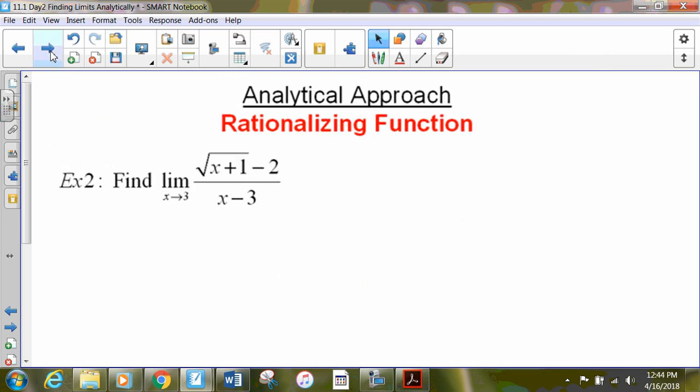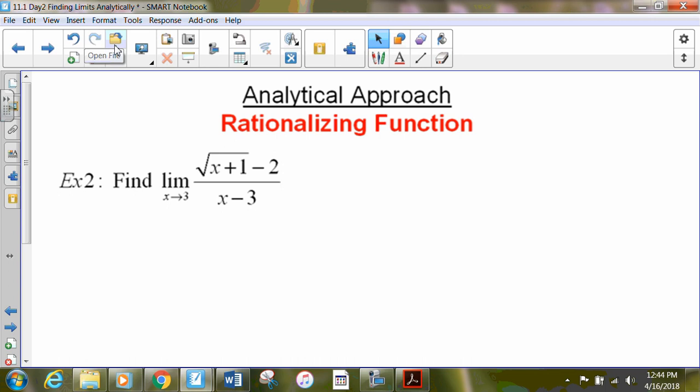All right, let's look at this. Once again, there's going to be a problem. If we find the limit of this function as x approaches 3, we do direct substitution, and we're going to have 0 for the denominator, and that's not going to give us an answer. So we look at the numerator.